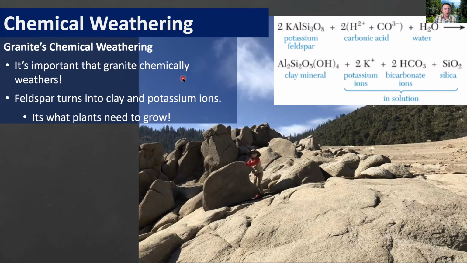So granite weathering is very important to the valley. It's part of the clay and the soil that we use here, and it produces the silica that we use in our soils as well, which is the sand. And it has potassium ions, which if you know growing plants, you need potassium for the plants to grow properly here.